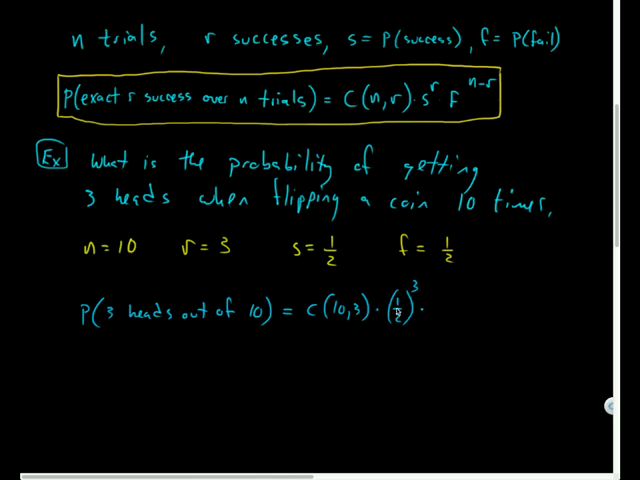So there's my successes raised to the third power, and for failures, the probability of failure is still 1/2, and the number of failures is 10 minus 3, the n minus r, which is 7. Okay, so let's actually calculate this out. 10 combo 3 is 120.